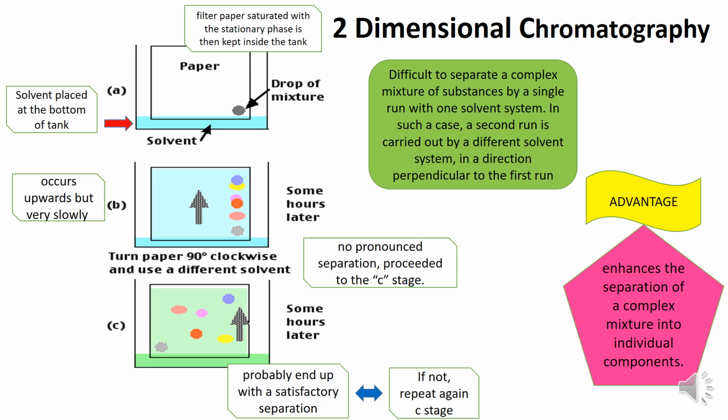The working principle of two-dimensional chromatography is quite similar to ascending paper chromatography. The difference is at the B stage. The solvent flows upward, but it is very slow and takes several hours. If there is no proper separation, we need to proceed to the C stage. Before that, we need to turn the paper 90 degrees clockwise and use a different solvent. If we get satisfactory separation, we will stop. If not, we need to repeat the C stage.